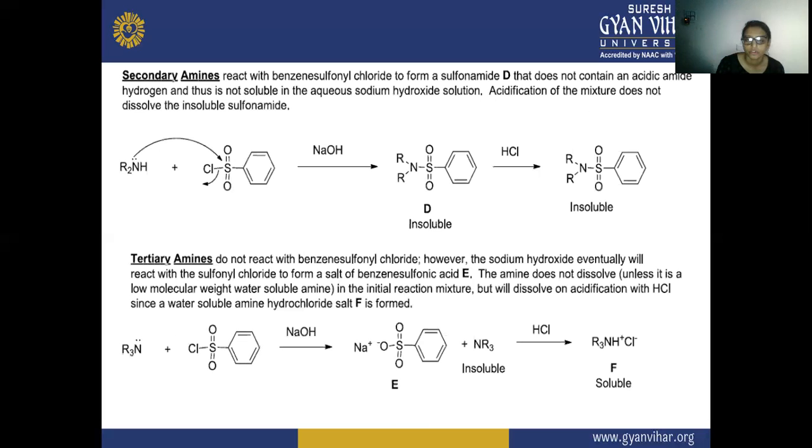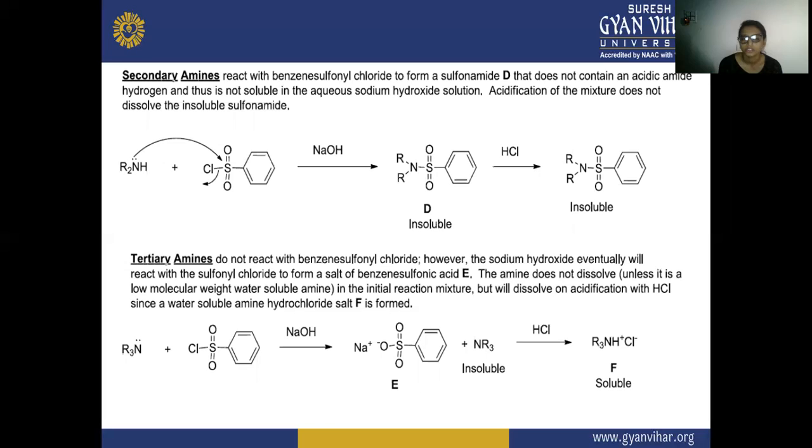But in case of a secondary amine, if it is reacting with the benzene sulfonyl chloride, then there is a formation of the insoluble precipitate in the first step. And after that, if we are doing acidification with this HCl, then the insoluble sulfonamide is formed.